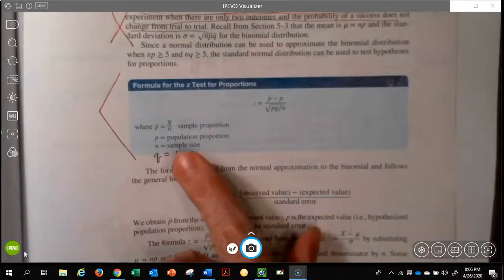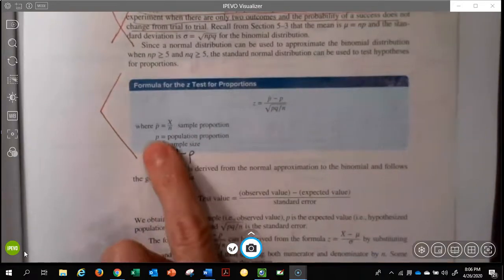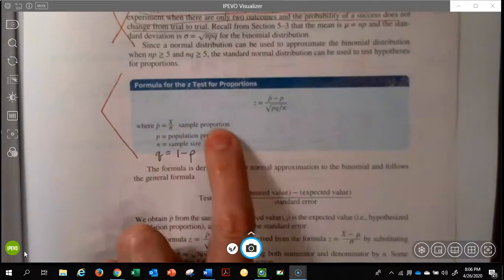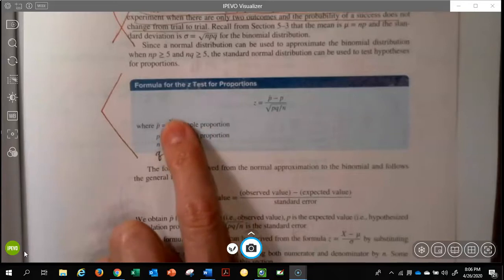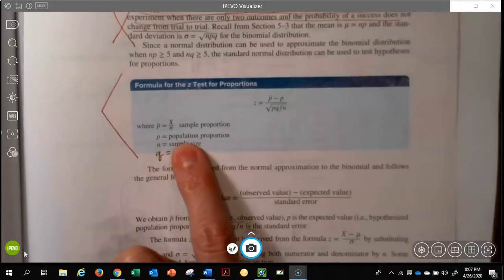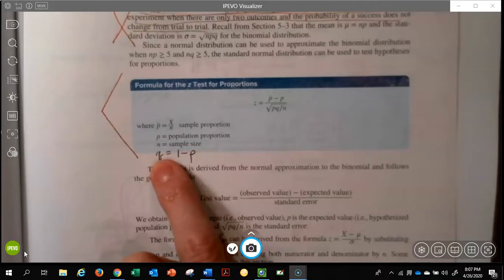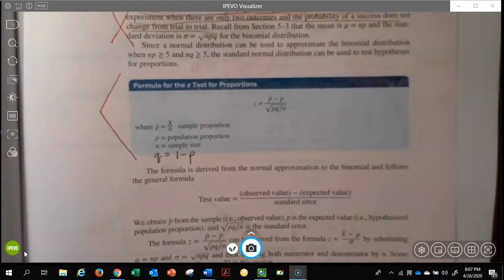There are going to be some pieces and parts that are screaming, use proportion. P hat is the proportion from the sample. It may be given, or we may have to find it by taking the number that we're interested in divided by the total number that are there. P is the population proportion, and I wrote in Q. Q is 1 minus P. It gets a little confusing on the examples because sometimes what's going on in the ebook and in the book are different. I just want to point out a couple of places to be careful of. And then n is the sample size.